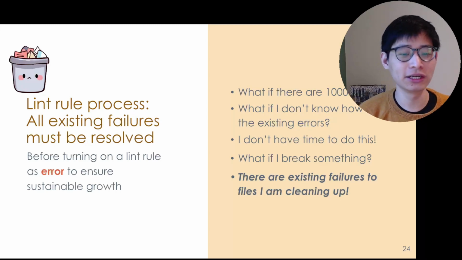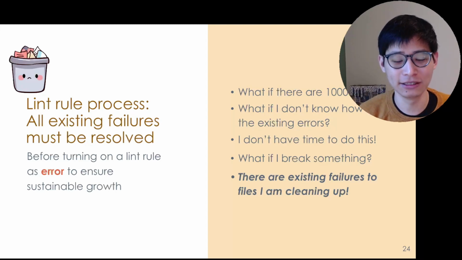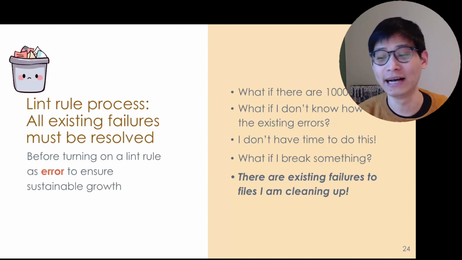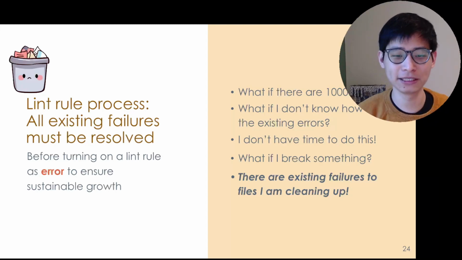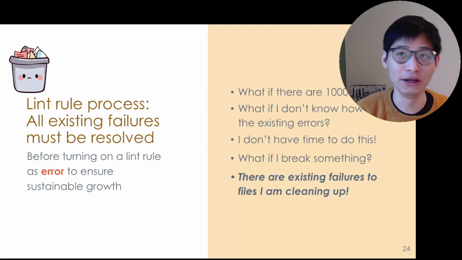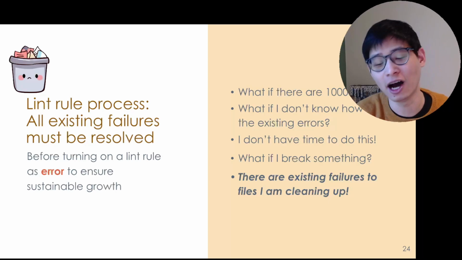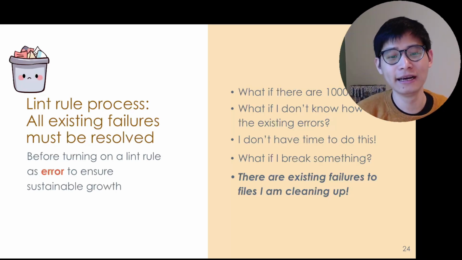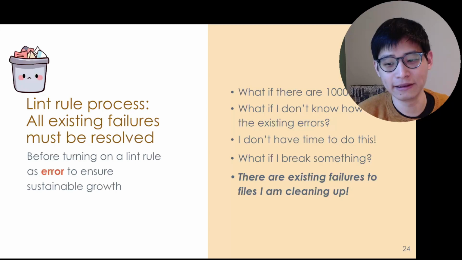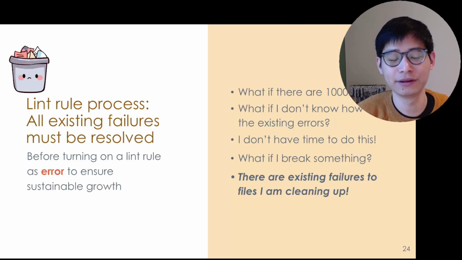There are existing failures, even that 7,000 number, in the files I'm cleaning up. So maybe you're trying to turn on a lint rule with 5 errors, but one of those files had 100 errors existing. This is a problem that we've been trying to face, right? This 7,000 number is quite a challenge, even to adding new lint rules.